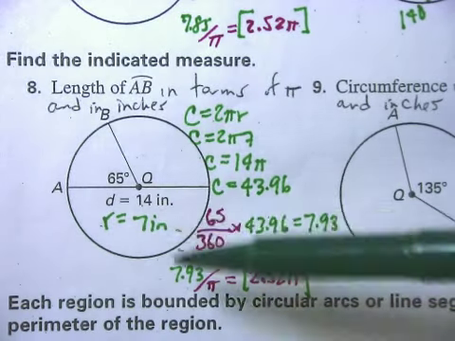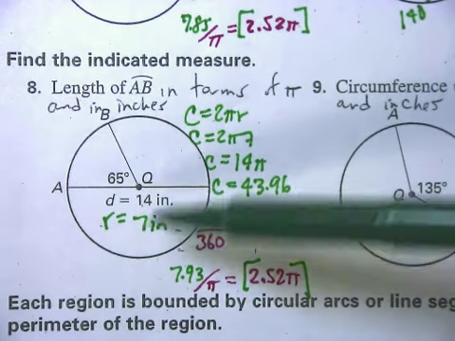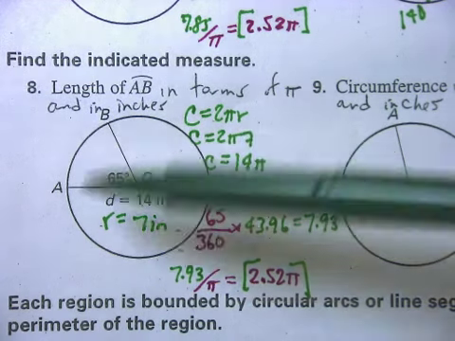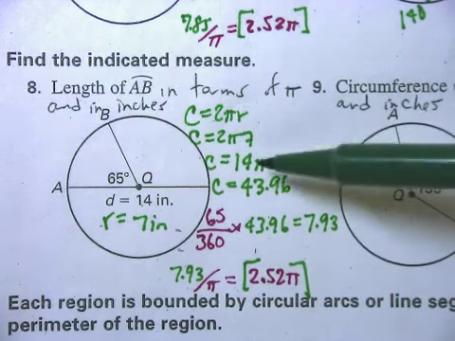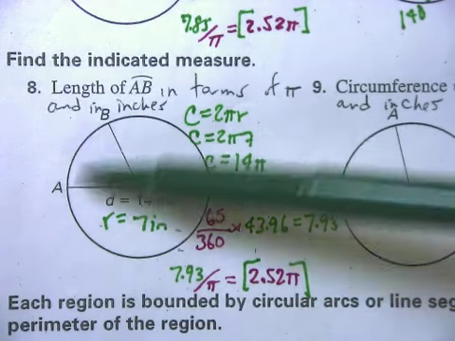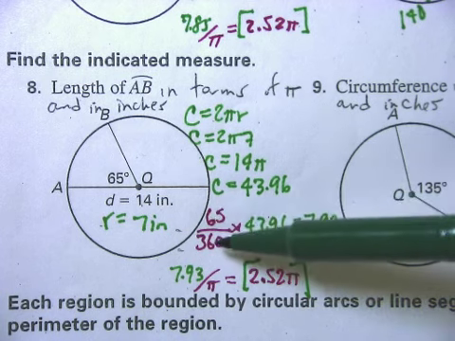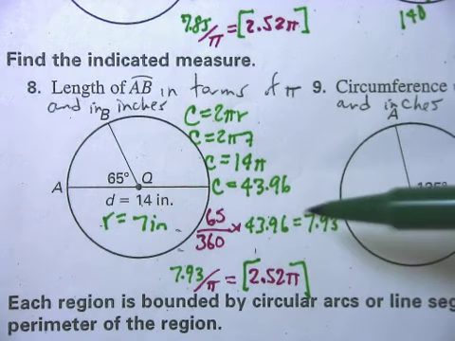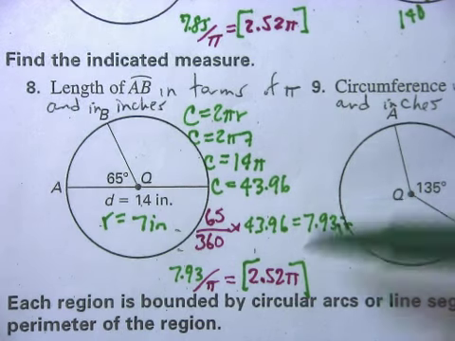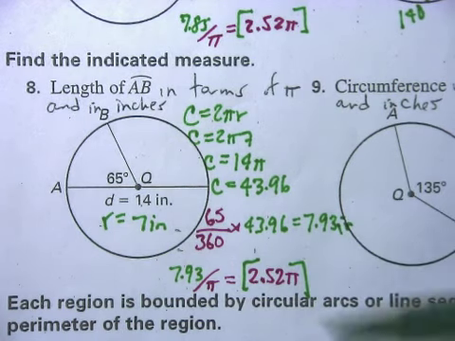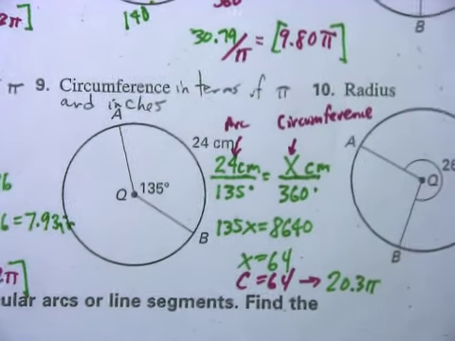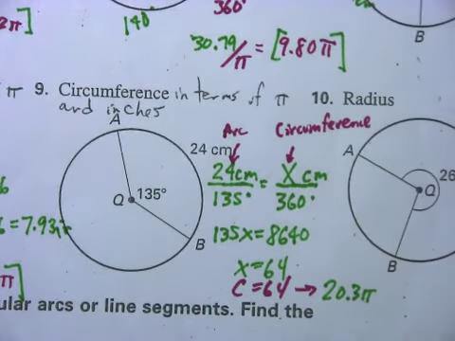Question number 8 is the exact same kind of question, except that for question number 8, they give me the diameter. So I know if my diameter is 14, my radius is half of that. It's going to be 7. So again, the first thing I find is the circumference, plug it into my formula. Here's my circumference. They wanted me to tell them the measure of this arc length here, so it's 65 out of 360. Multiply by the circumference, I get 7.93 inches. And what I did here was I just put it in terms of pi, so I get 2.52 pi.